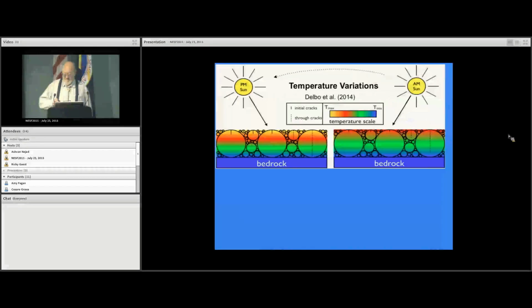someplace else. Now, to get into the temperature problem, here is temperature, and you'll look at the right-hand side, and you'll see in the early morning, and look at this little itty-bitty crack.